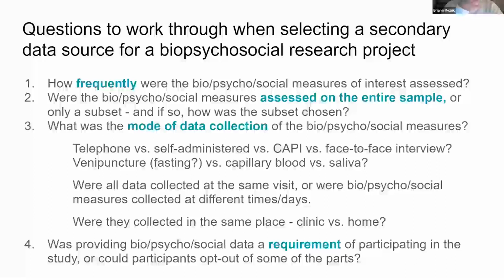So I alluded to this when we were talking about Cardia, but there are four meta questions that I would encourage you to work through when selecting a data source for a biopsychosocial research project. The first is just how frequently were your measures of interest assessed?